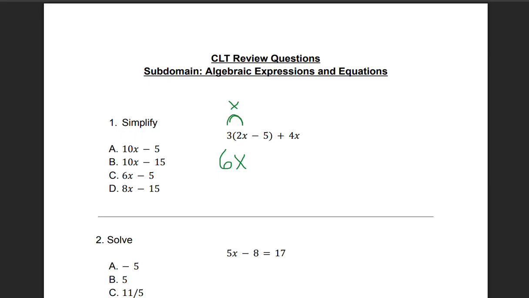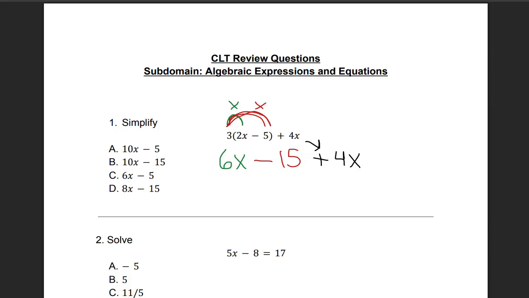We're going to do the exact same process to the second term in the parentheses. So we're going to do the 3 times my second term, which is that -5. Please be cautious of your sign rules. On the CLT, you are not allowed a calculator, so you do need to know your signs. A positive times a negative will give you a negative answer. And 3 times 5 is going to give us a 15. Now that 4x is not inside of the parentheses, meaning it is just going to drop down and remain the same. So plus 4x.